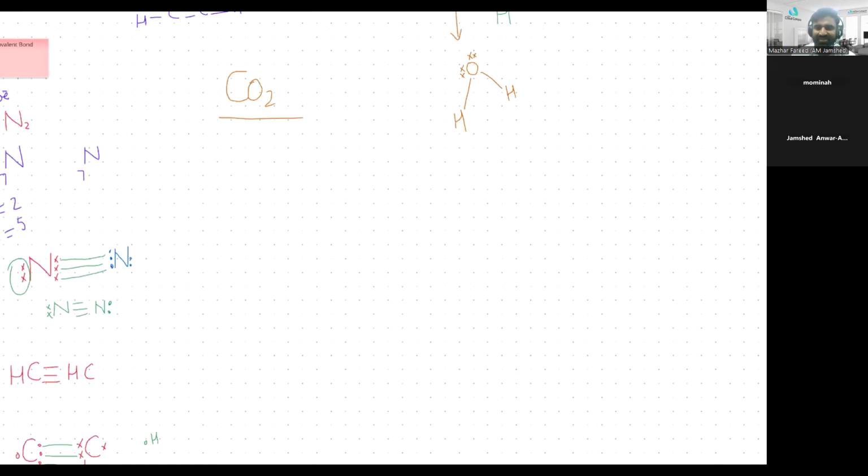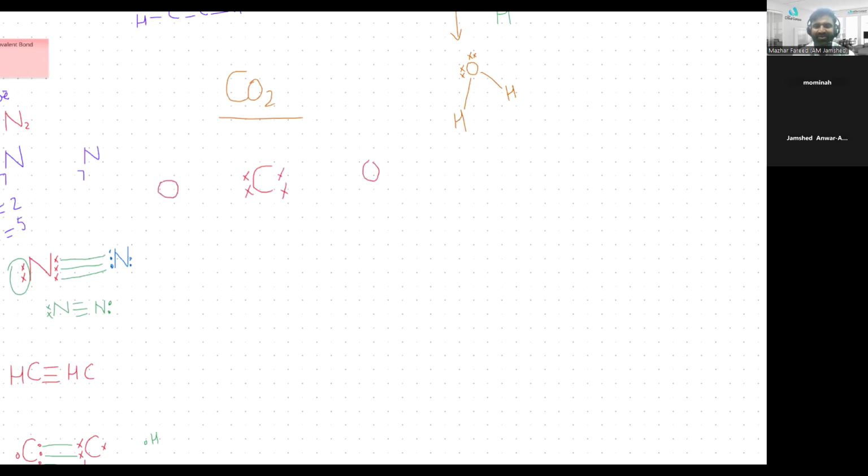The central atom is carbon. How many valence electrons are present in the carbon atom? 4. You can write its electrons as crosses. There are two oxygens. You will write one oxygen on the right side and one oxygen on the left side.